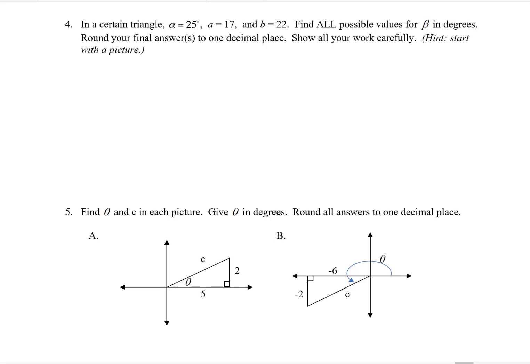Problem number 4. So I have a triangle. I've got an angle. I've got a couple of sides. I want to find all possible values for beta. Let's see which of our situations we have here.